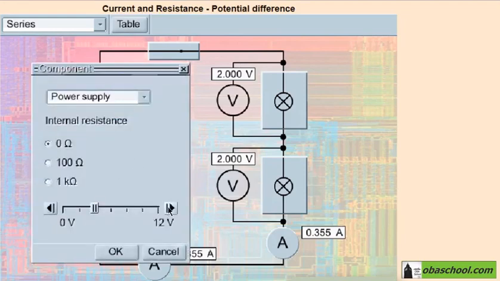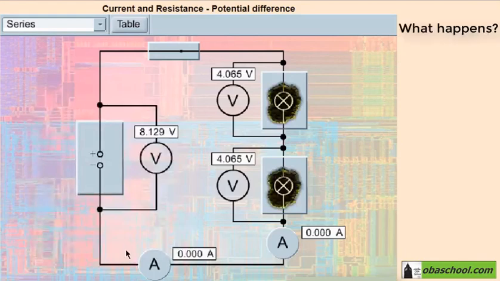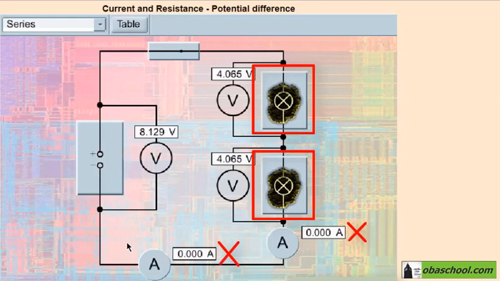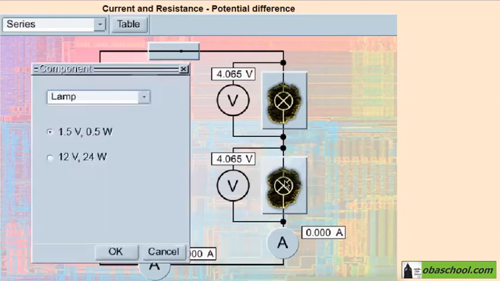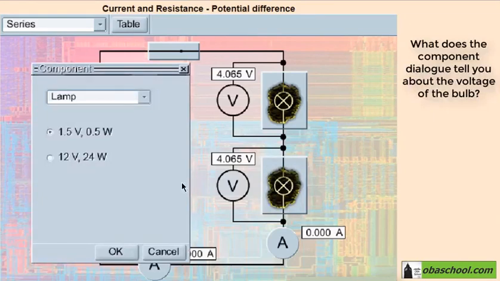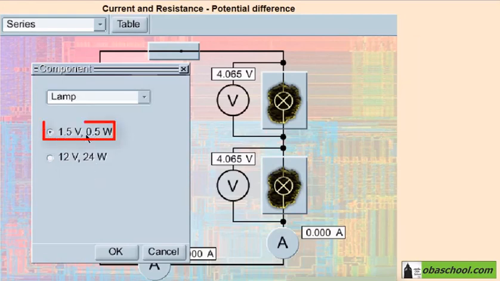So we will move the slider here and press OK. What happens? The bulbs blow and there is no current in the circuit. Let's click one of the bulbs. What does the component dialog tell you about the voltage of the bulb? It should be 1.5 volt.